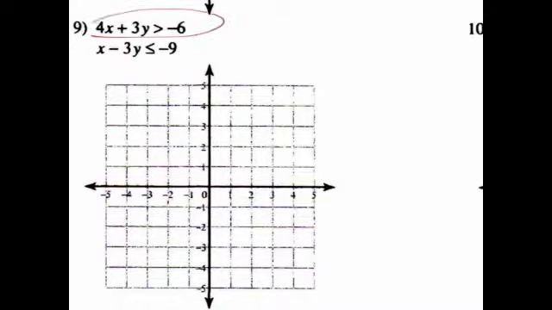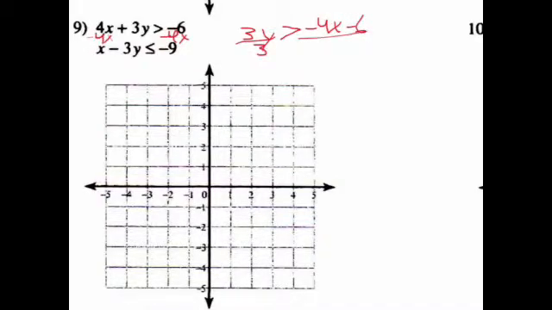On this one, I'm going to take my first one and again solve for y by subtracting the x part. Subtract 4x. You'll get 3y greater than negative 4x minus 6. Divide everything by 3, and you'll get y greater than, we're not going to switch it because that 3 was positive. Negative 4x divided by 3 is negative 4/3 x. And negative 6 divided by 3 is negative 2. So there's my first inequality.